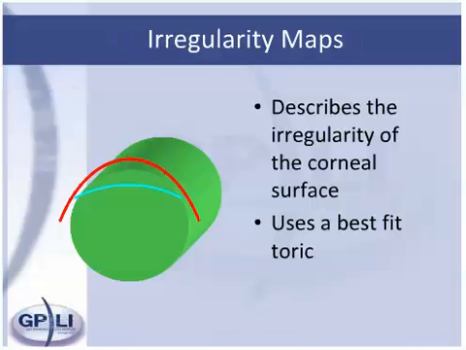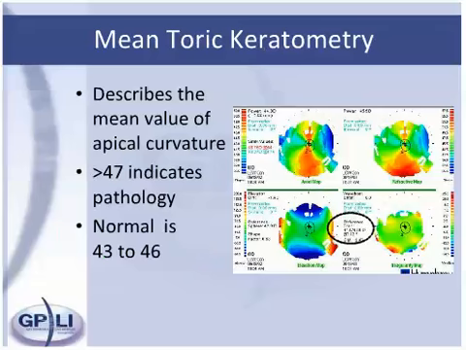An irregularity map is similar to the elevation map, however it drops a best fit toric to the surface. An irregularity map therefore takes out any corneal curvatures that can be due to regular optics. The mean toric keratometry value describes the best fit toric. If the mean value of the apical curvature exceeds 47 diopters, that indicates pathology.